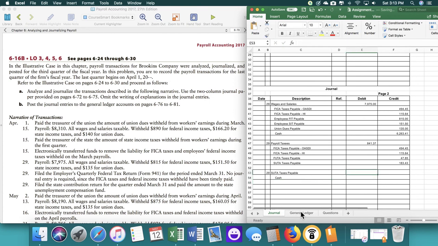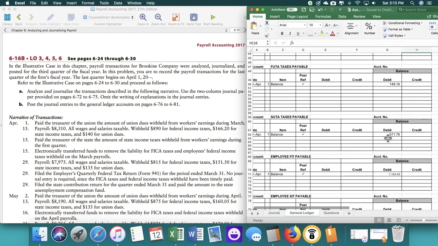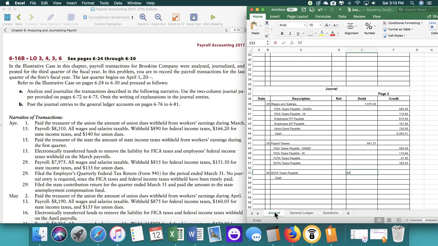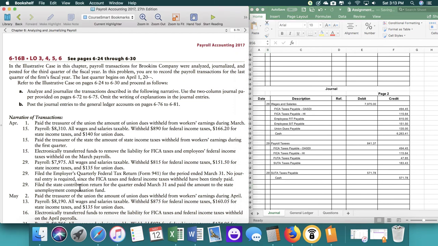Again, to get the amount, we're going to look at the ledger. So that's $571.78. And again, this is the same process you're going to do on your final project. The last thing we have to do for the 29th is actually, that was the last thing that we have to do.